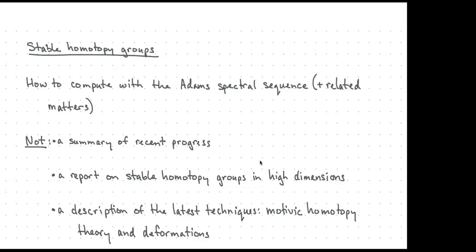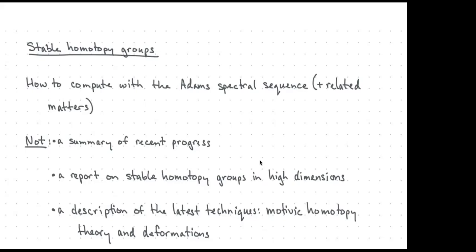Okay, so my plan here is to talk about stable homotopy groups. What I really want to focus on is how to actually compute with the atom spectral sequence and related matters. Consequently, this is aimed at an audience that doesn't necessarily have a lot of background in the atom spectral sequence.